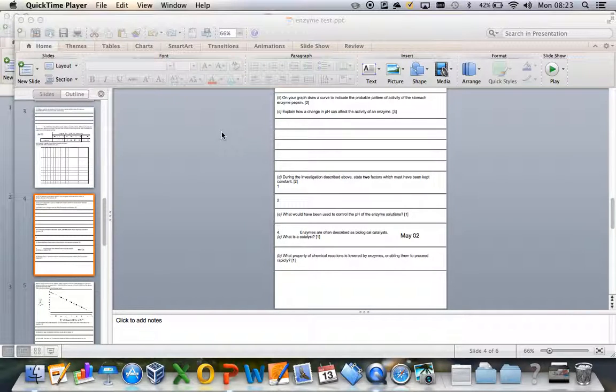Okay, so looking at this question 4, biological catalyst. What is a catalyst? A catalyst is something which speeds up a rate of reaction but is unchanged by the process. What property of a chemical reaction is lowered by enzymes, enabling them to proceed rapidly? They lower the activation energy for a reaction, so the amount of energy that's needed to get the reaction going is reduced.